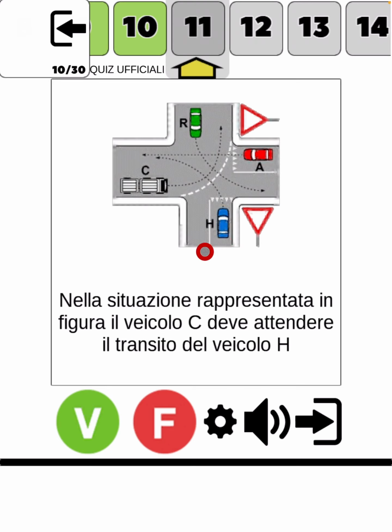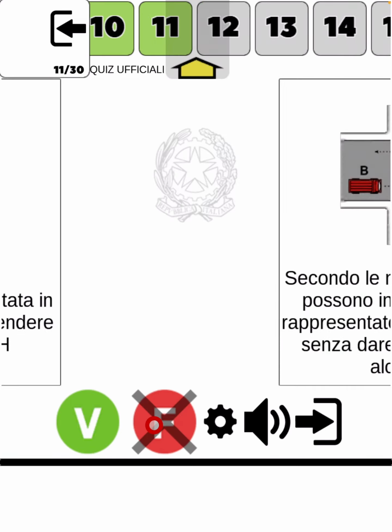The question is falso. In the situation represented in the figure, vehicle C must wait for vehicle H to transit. No, vehicle H has to give precedence because there is a sign of precedence in his front. So we have to give the chief precedence. Means this question is falso.